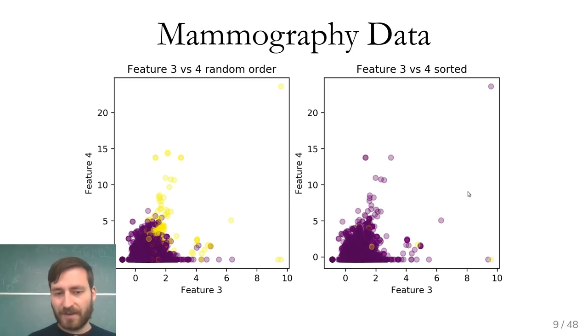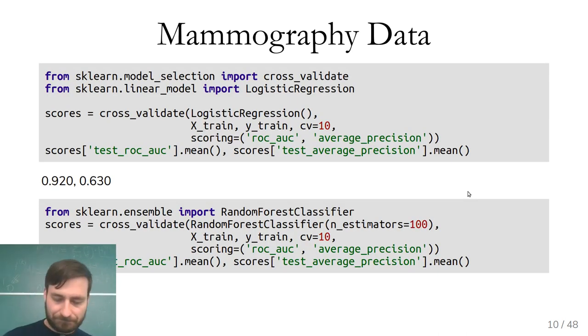Sorry about that. When I plot this data set, what I'll always do now is plot the purple class, the majority class, first, and then the yellow class. This will give more emphasis to the yellow class. But it's very hard to really show this in a good way in a scatter plot.